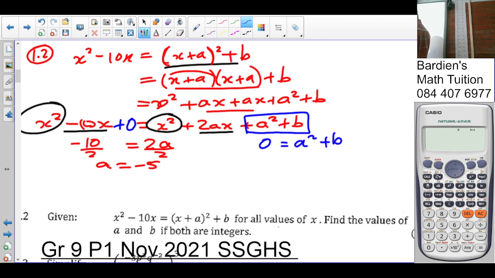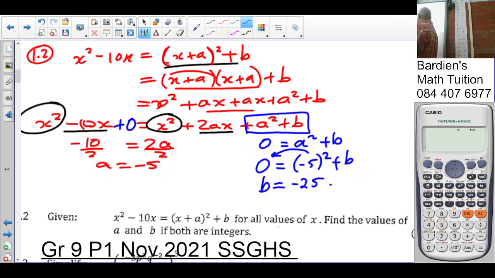I say, hang on. I know what a squared is. I know what a is. A is what? Negative 5. So it's negative 5 squared plus b equals 0. So what's negative 5 squared? Positive 25. You take it over, it becomes negative 25. So a is negative 5 and b is negative 25.